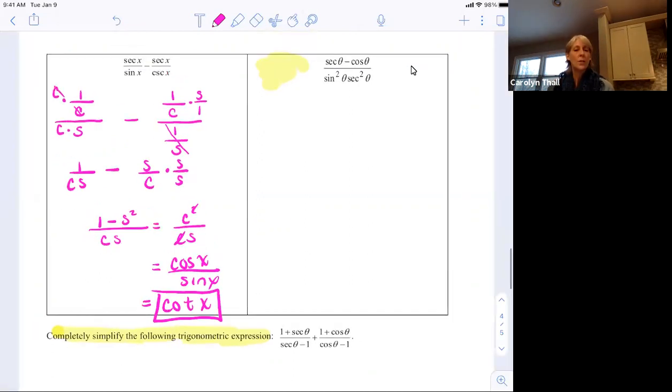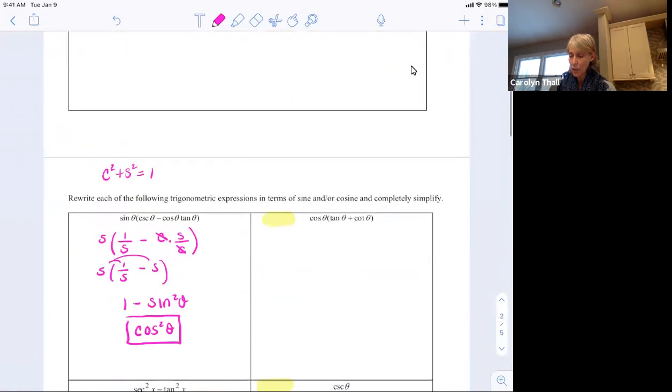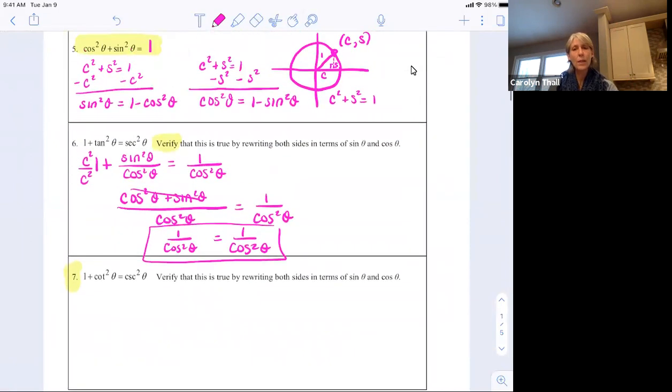Okay. So there you go. We're taking a complicated expression and trying to write it as one single trig expression. You can do whatever problems we did not get to in this lesson, and we highlighted them as we went through. Those will be your homework assignment for this evening. Thank you, guys.